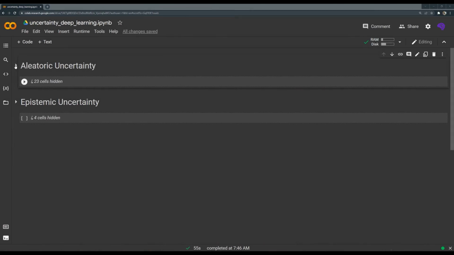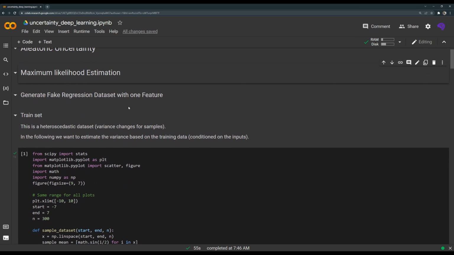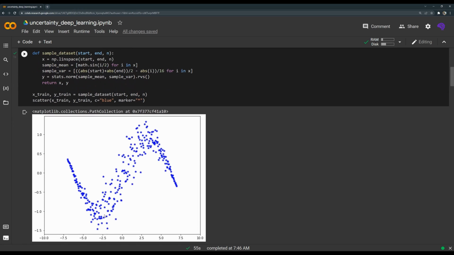And of course, we need a data set, so I decided to create a simple regression data set with one single feature. The special part about this data set is that the variance in the middle part is much higher than the variance at the end or beginning of this data range. And so we expect the model to give us a higher uncertainty estimate for this area and a lower one for the beginning and end.